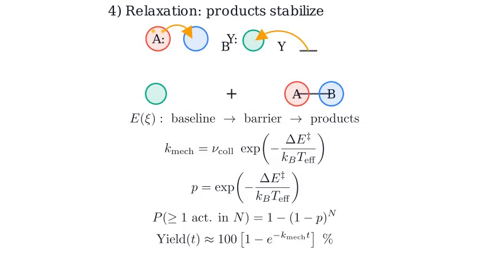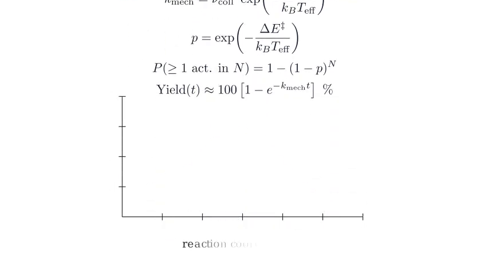Now, let us graph the ideas. First, an energy profile versus reaction coordinate. We highlight the transition state and the barrier height delta E double dagger, and show that products can sit lower than the reactants.